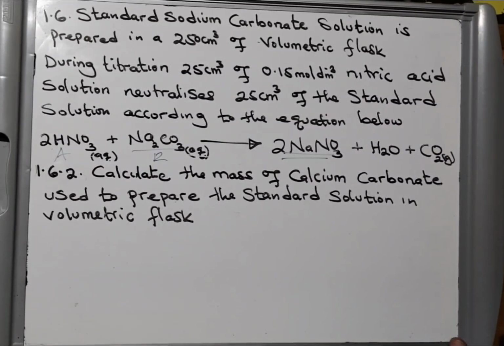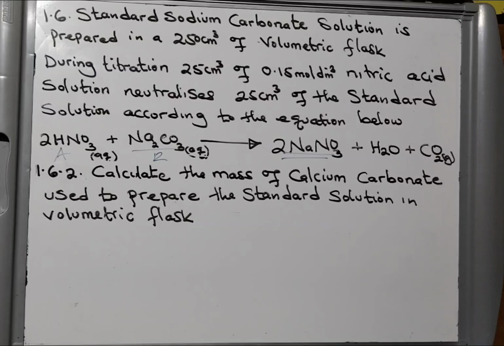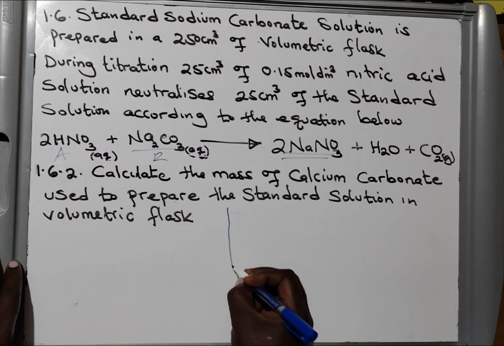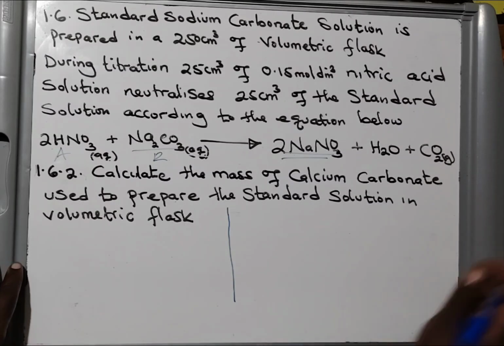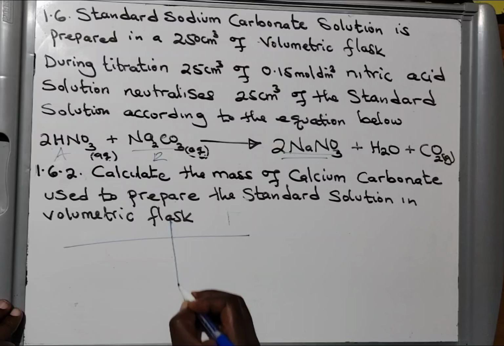Then comes this question. It says, calculate the mass of sodium carbonate used to prepare the standard solution in a volumetric flask. So there are several approaches on this question, but we are going to use the one which we feel is universal, and once you crack it, you'll be the master of these calculations. We are going to use stoichiometry. What we do here, we divide our space into two.